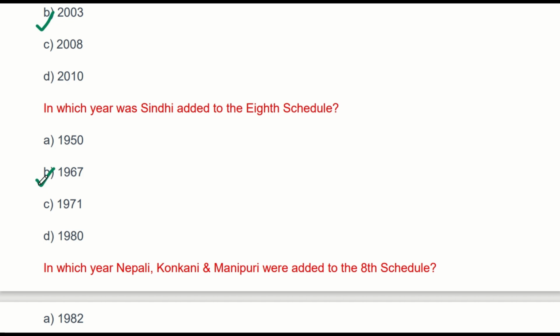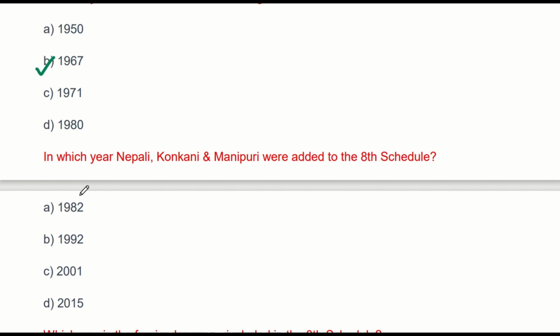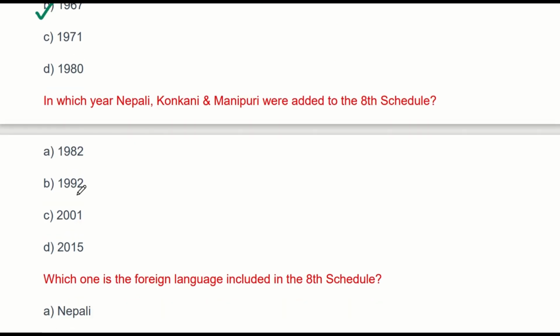1963. In which year Nepali, Konkani and Manipuri were added to the 8th schedule? A. 1982. B. 1992. C. 2001. D. 2015. And right option is option B.